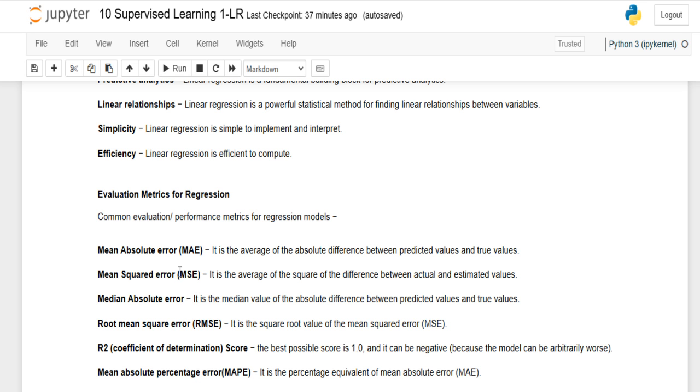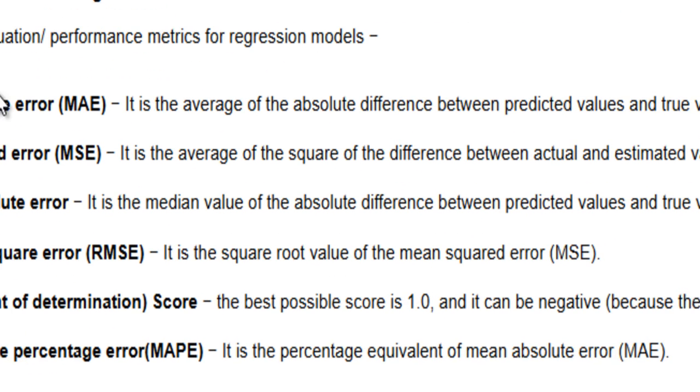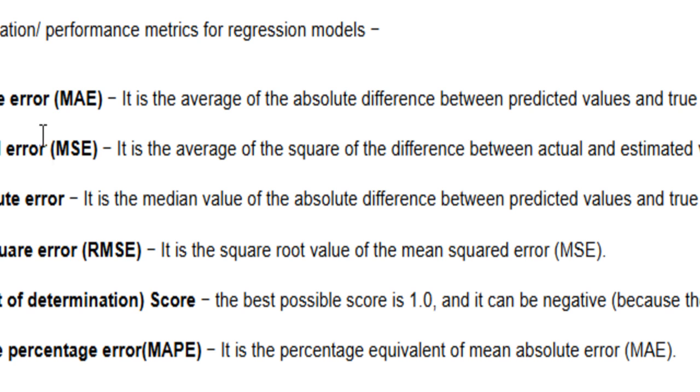But sometimes we want to use MAE also, the mean absolute error. It's the average of the absolute difference between predicted values and true values. The MSE is the average of the square of the difference between actual and estimated values. We also have the median absolute error, which is the median value of the absolute difference between the predicted values and the true values. And RMSE is the square root of the mean squared error, which we have calculated here.